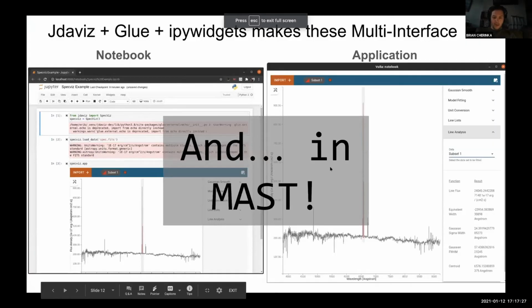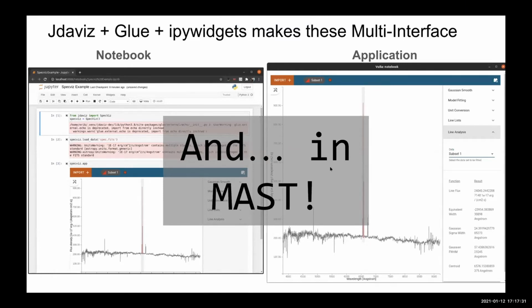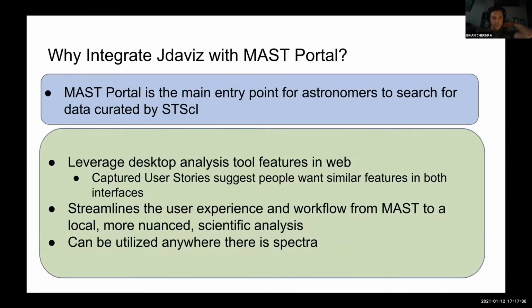Okay, great. So I'm going to talk about how and why we are integrating JDaViz with MAST. Before I get to the how, I want to talk about the why. The main reason is, when I talk about MAST, I'm talking about the MAST portal. The MAST portal is the main entry point for astronomers to search for data curated by Space Telescope.